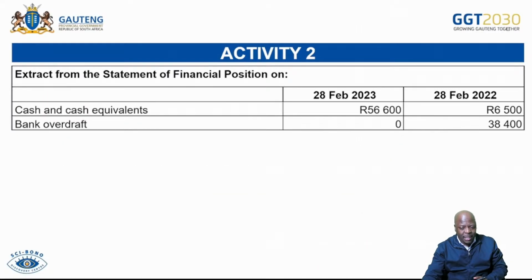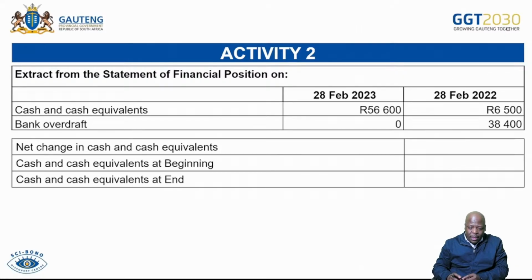But the interesting part that I want to do with you now, on activity number 2, is the cash and cash equivalents part. The net change in cash and cash equivalents. Remember, this is how the answer book would look: net change in cash and cash equivalents, then cash and cash equivalents at the beginning and cash and cash equivalents at the end. Let's begin. I cannot get this one. This is what I'm trying to calculate: the net change in cash equivalents.